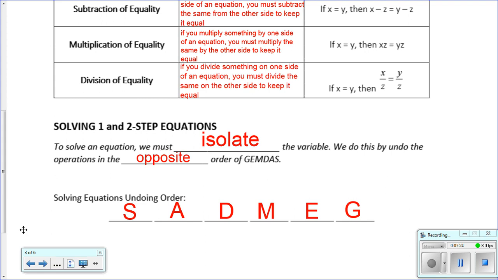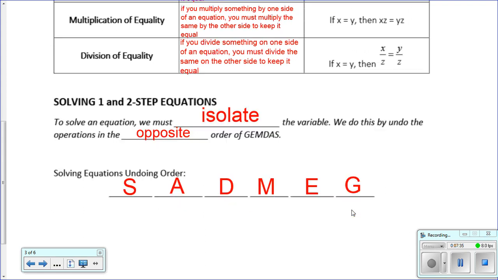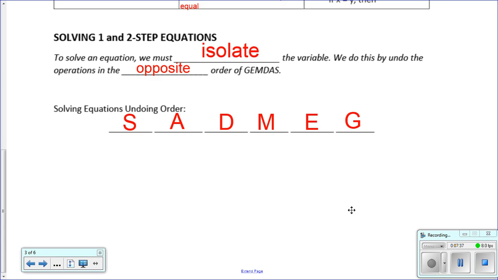Spells SADMEG. So again, we undo any subtraction or addition first, whatever's there. Then we undo any division or multiplication. Then we undo any exponents. Then we undo any groups. Okay? SADMEG. You're going to hear it a lot. SADMEG. Meg is sad because you're undoing all her work.